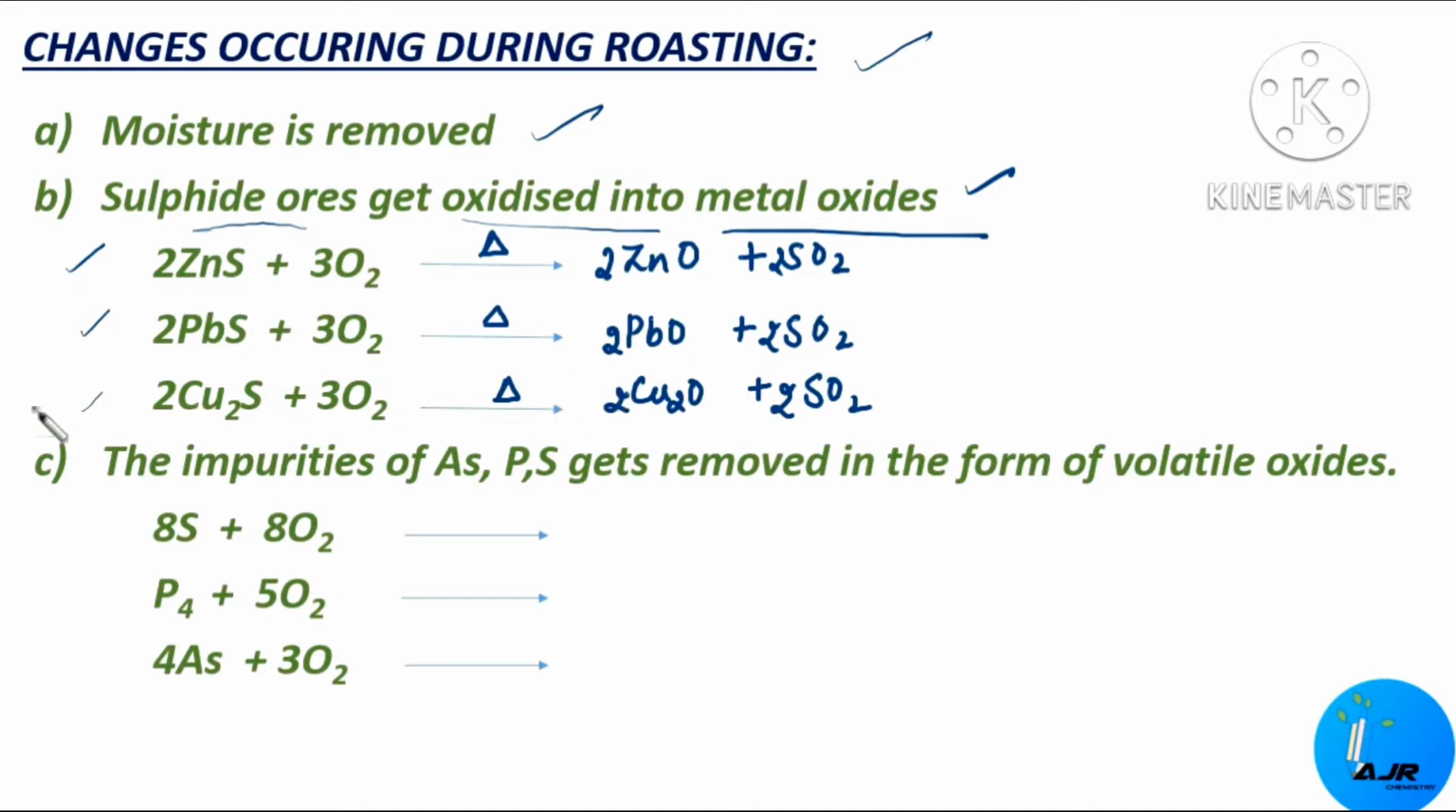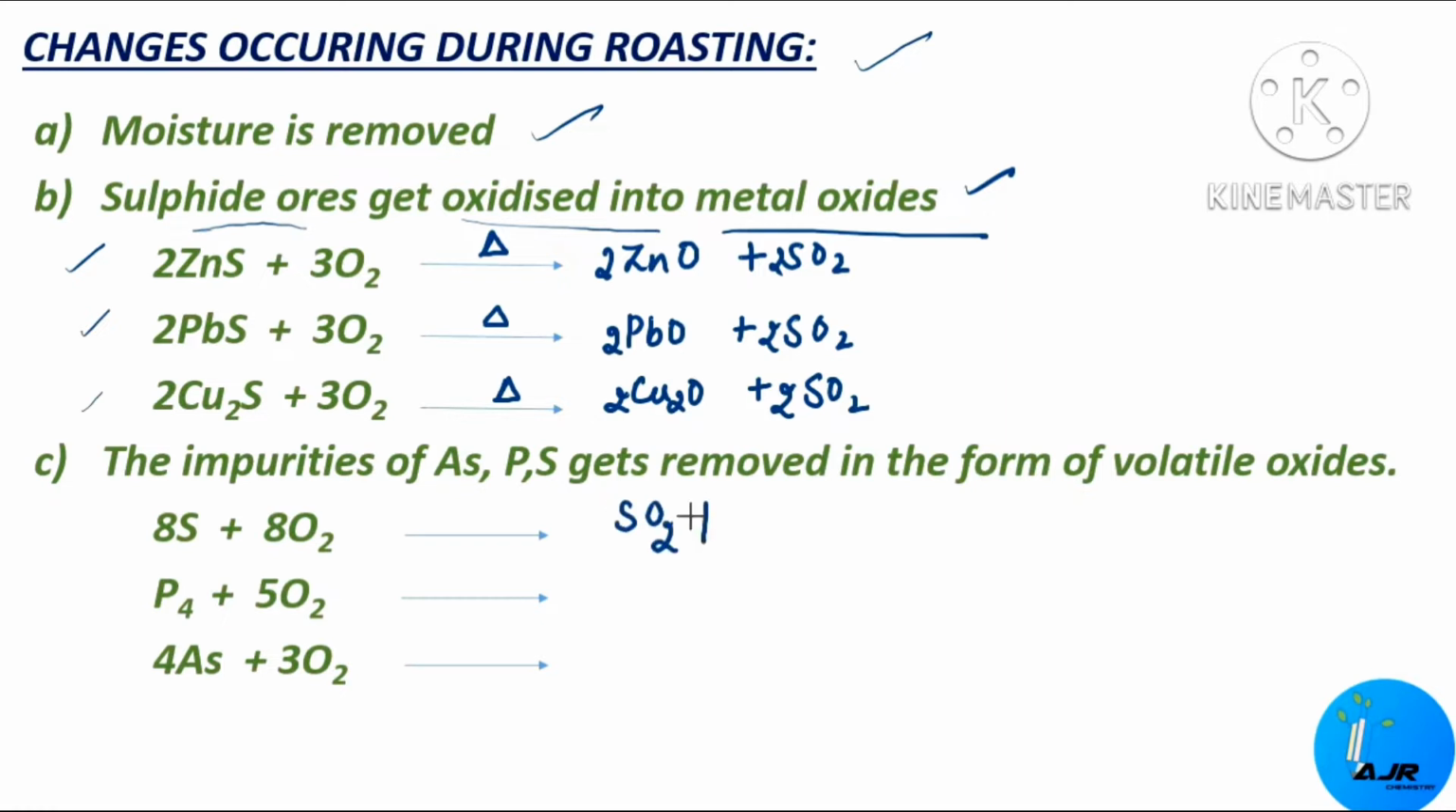And now the next one is that the impurities of arsenic, phosphorus and sulfur get removed in the form of volatile oxides. What do you mean by volatile? Vaporizable. So what happens to arsenic, phosphorus or sulfur impurities? They get converted to volatile oxides. So here, S8 combines with oxygen and forms sulfur dioxide. It gets converted to sulfur dioxide.